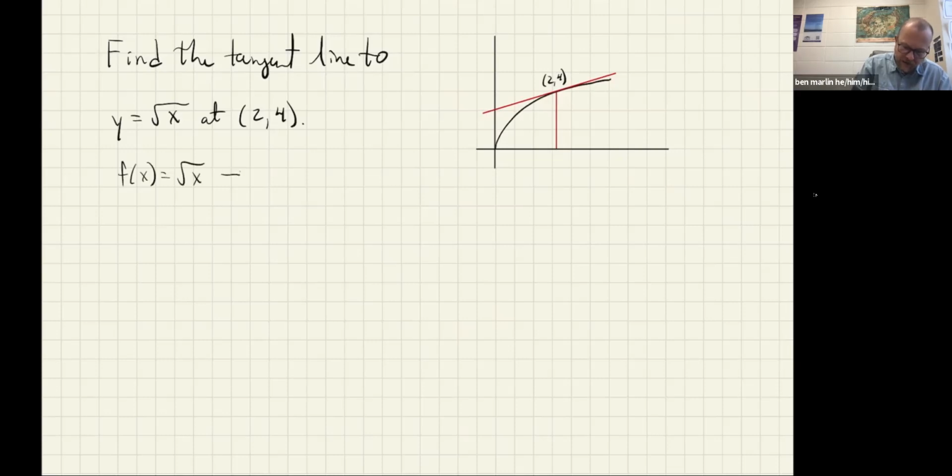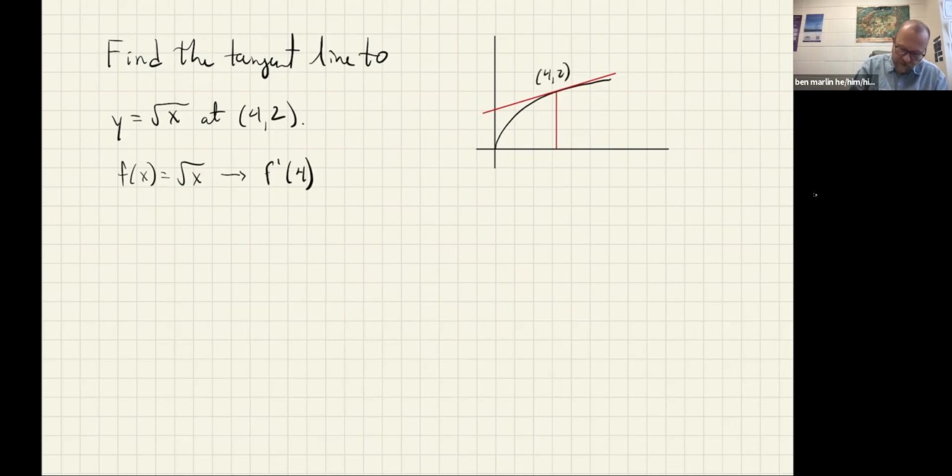And I'm going to correct myself because I wrote 2, 4 here. It was supposed to say 4, 2. Sorry about that. All right. So we are going to think about this and say f prime at 4. Okay. And this over here needs corrected too.